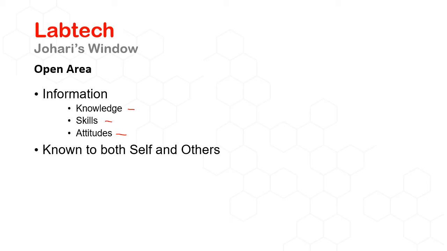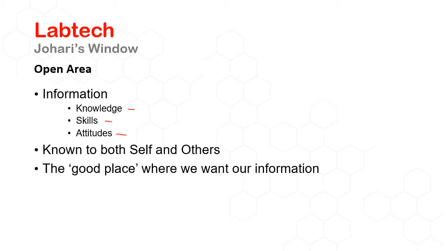So in the open area, we're just going to stick to knowledge because it's the simplest one to have as an example, knowledge and skills. That knowledge is known to both you and the other people in the group. So it's an open piece of information. And this is a great thing. So this is the good place. It's where we want all our information to be ideally, because if information is in the open area, then we can all discuss it freely. And we all know that we're all aware of the information.